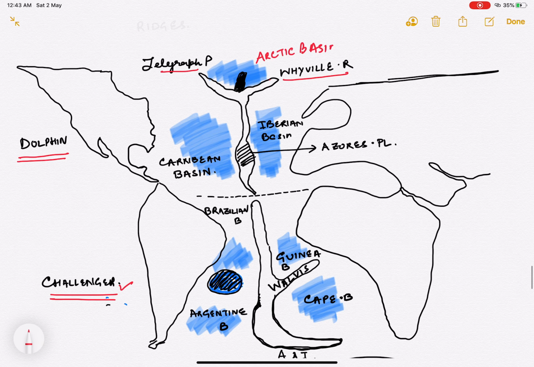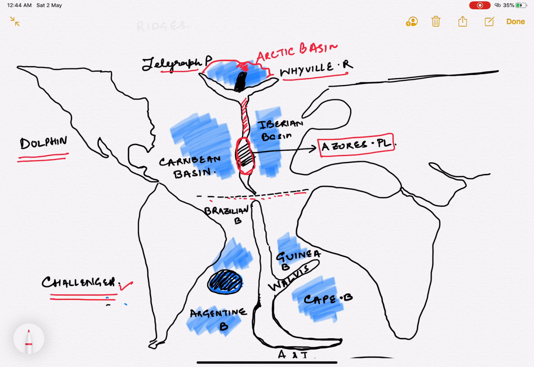This is none other than your Arctic Basin. Similarly, the entire Dolphin Ridge extends from Iceland up to your Romanche fracture. This is your Romanche fracture zone. You can see that up till its extension it is narrow in this part, but in this part it becomes very broad, and this broader part is called your Azores Plateau.